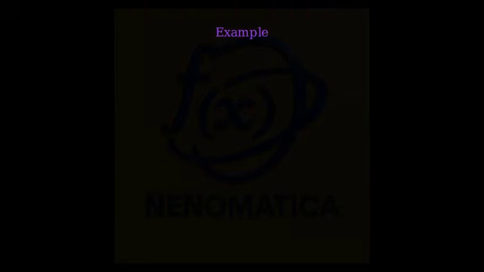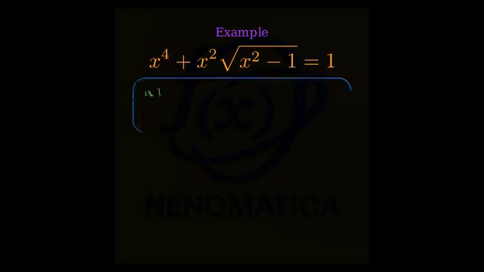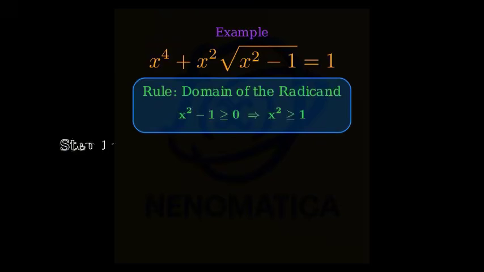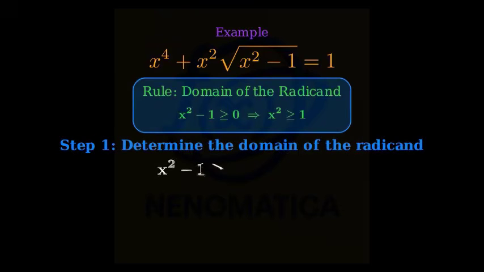Example. We will solve the radical equation exactly in the same step order shown in the context. The problem is x to the fourth plus x squared times the square root of x squared minus 1 equals 1. Step 1. Determine the domain of the radicand. The expression under the square root must be non-negative. X squared minus 1 is greater than or equal to 0, which implies x squared is greater than or equal to 1.